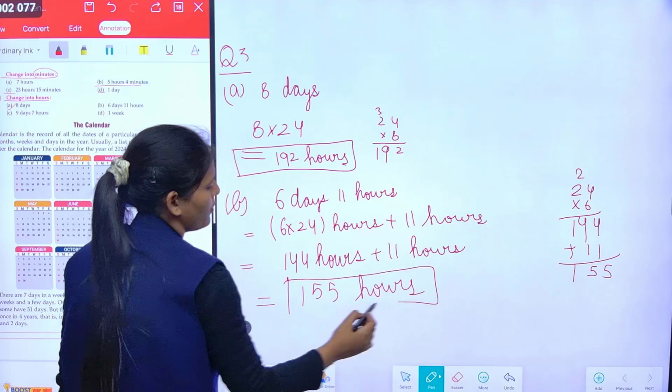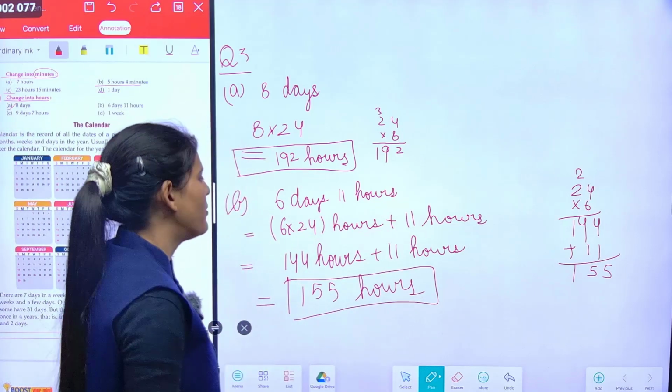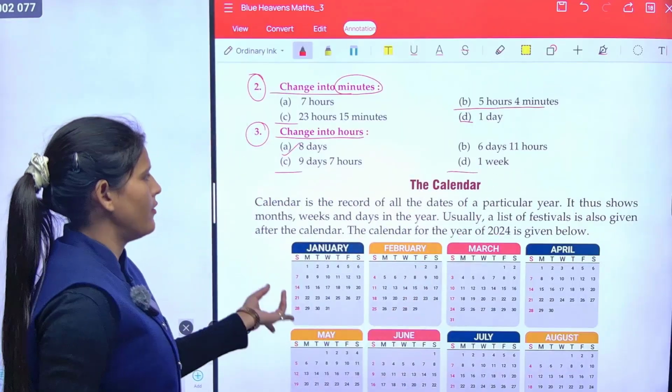Understood class? I hope you all have understood this question very well. So do it properly. Students, rest of the parts do yourself.